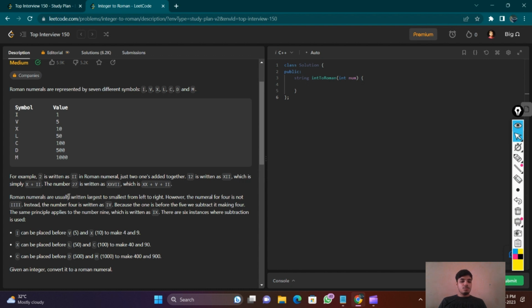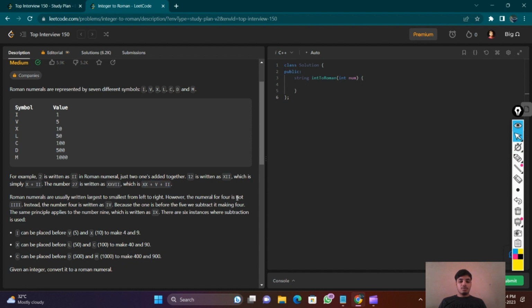Roman numerals are usually written largest to smallest from left to right. So as you can see, the higher one comes first and the lower one comes after that. And you can see that in order to get the value, we are adding these values.